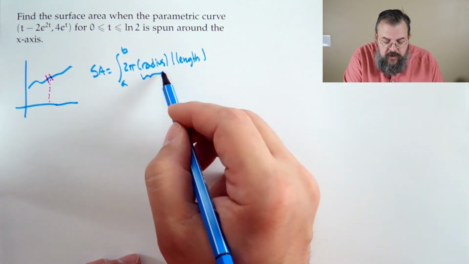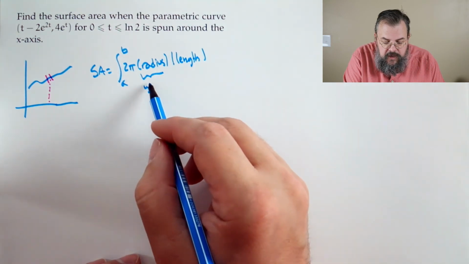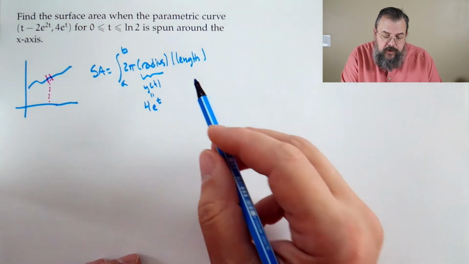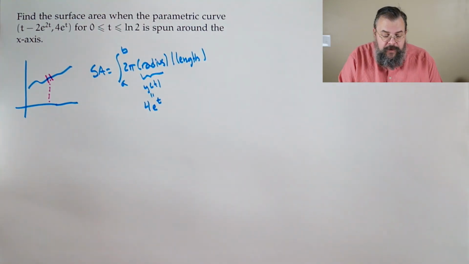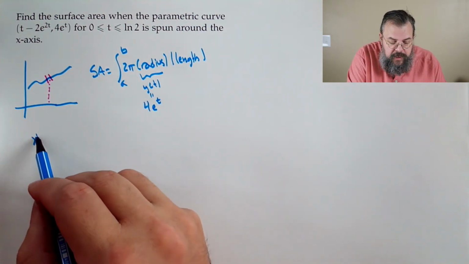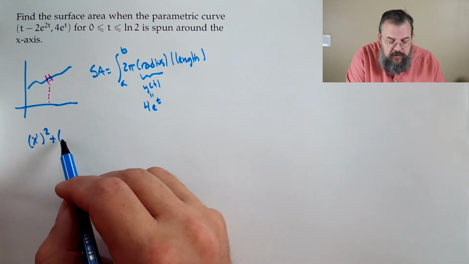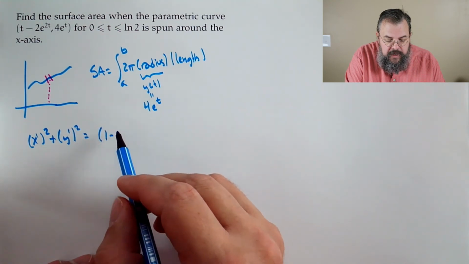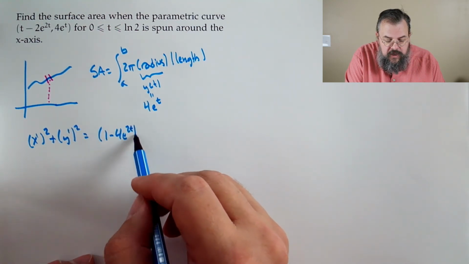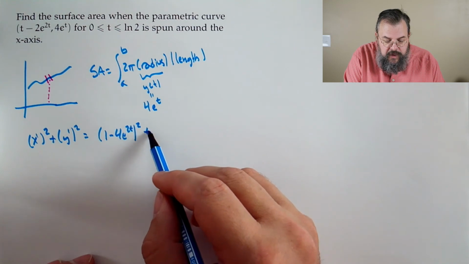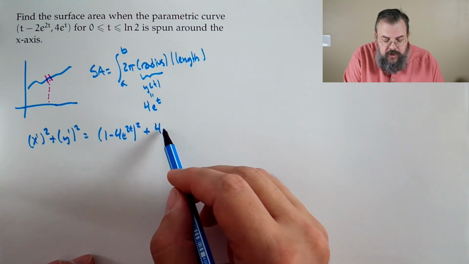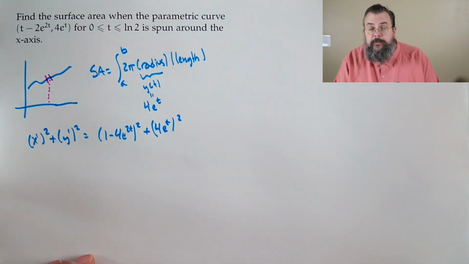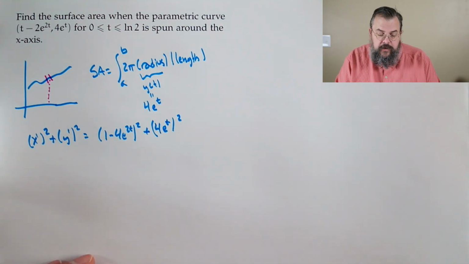Our radius is our y of t, which in our case is 4e to the t. So most of our work here will be length. For that, we need to look at x prime squared plus y prime squared. So that would be (1 minus 4e to the 2t) squared plus (4e to the t) squared. Take the derivative of x squared, take the derivative of y squared.